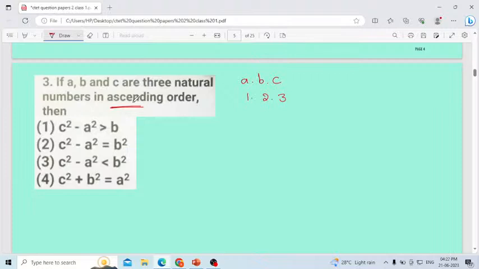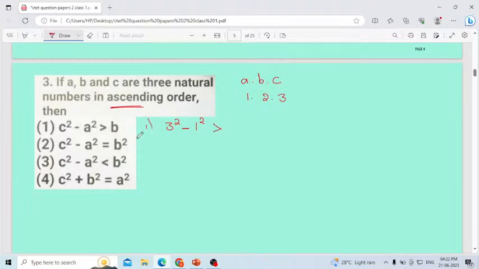Consider small natural numbers only because the calculation will be easy if you are considering small natural numbers. Substitute here from the options; we will go on checking which one is satisfying or not. C square minus a square. What is the value of c square here? 3 square. What is the value of a square here? A is 1 square.